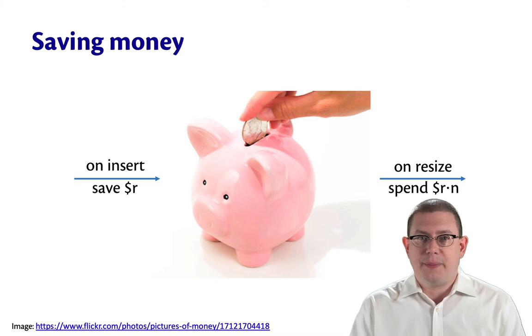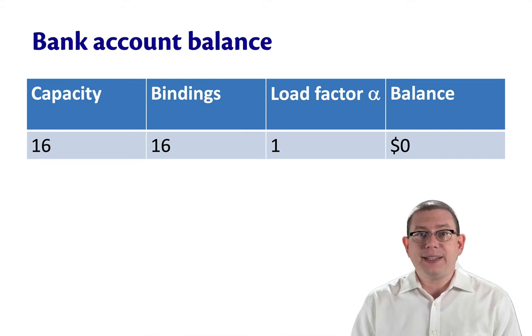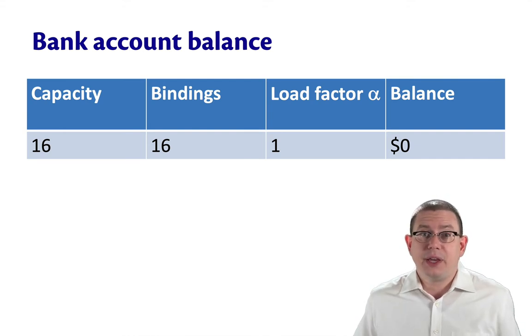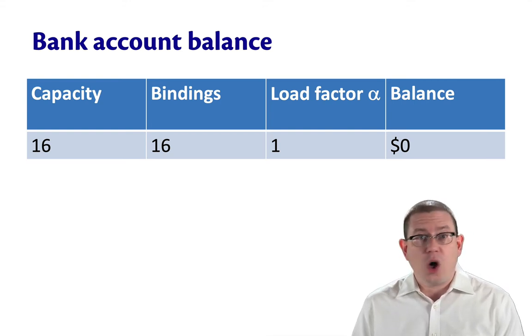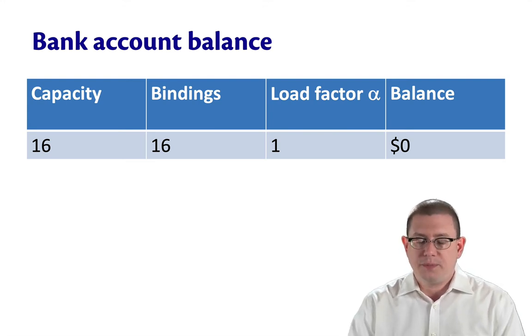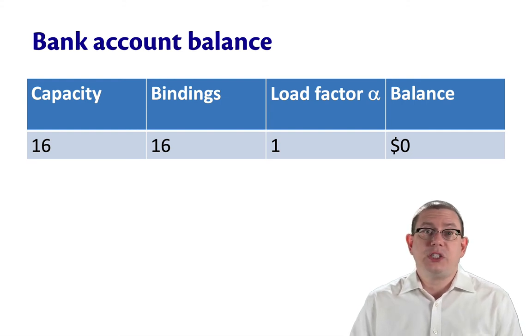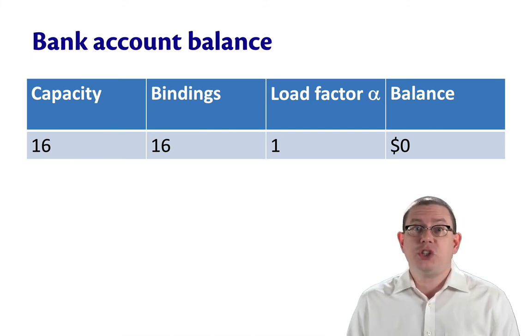Let me give you a concrete example of this. Suppose that we have a hash table, and its capacity is 16. That is, it's an array of length 16. It's got 16 buckets. And suppose that this hash table currently already has 16 bindings in it. So that means the load factor, the number of bindings over the number of buckets, is currently 1 in this hash table. Often in these kinds of analyses, we write alpha for the load factor. So alpha is 1. At this point, let's suppose that our bank account balance is empty. We don't have anything in our piggy bank. All right, so this is just the starting place.